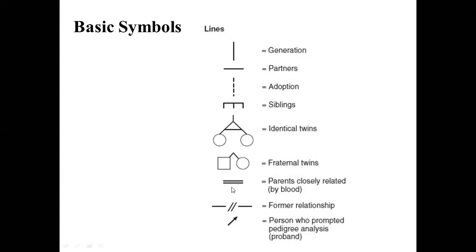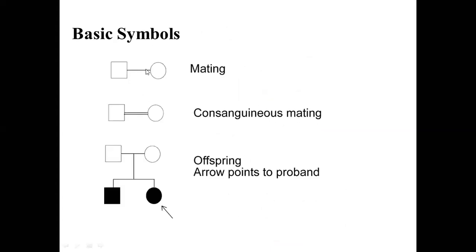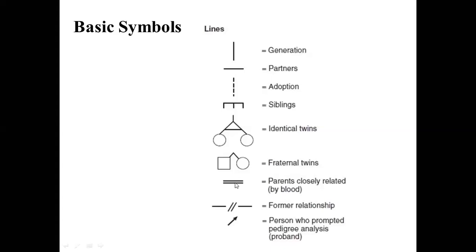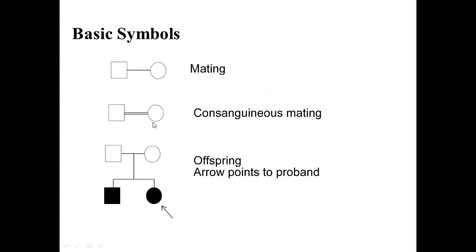And if there is a double line, that represents parents closely related by blood. And then we have a former relationship that is broken, shown with two lines, and the arrow that represents the person who prompted the pedigree analysis, the proband. After that we have this one as a mating, the married couple: this is a boy and this is a girl, and this line represents the marriage or mating between these two persons. And consanguineous marriages or consanguineous mating are shown with these two lines, which represent closely related blood, known as cousin marriages in Pakistan or in other countries.